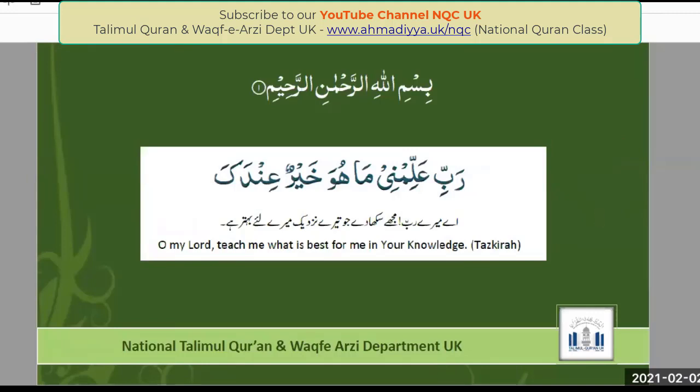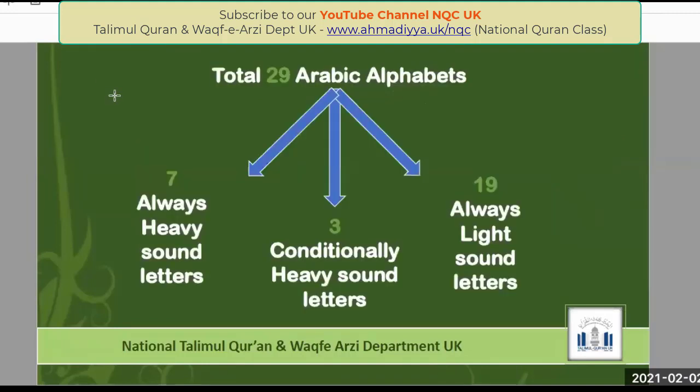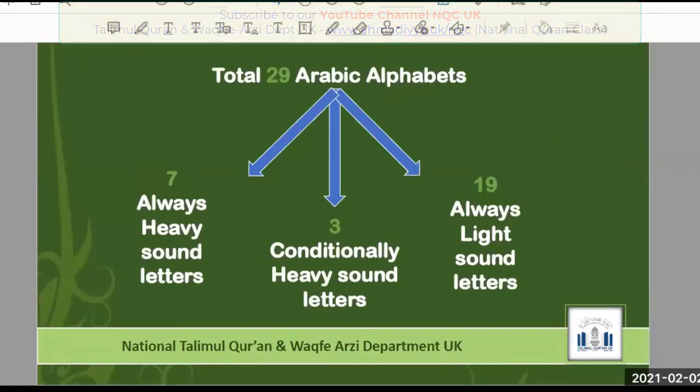Jazakumullah Tuban Sahib. Now we are doing revision quite some time now. So I would like somebody to come forward and help me to revise everything we have learned up till now. It's not from your memory. It will be from the slides, so don't worry. So I just want to make sure how you are learning. So anyone who can come forward to just help me to revise.